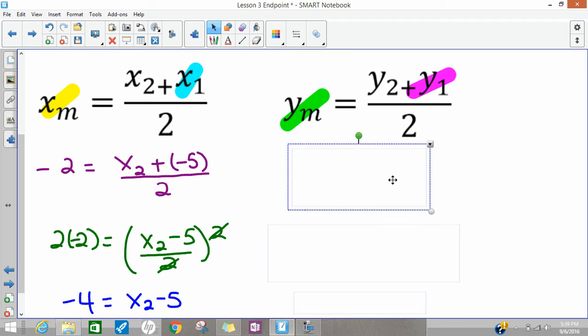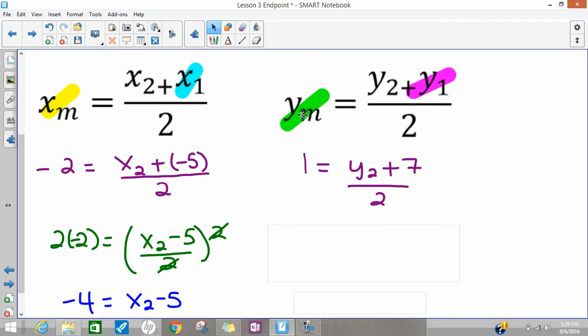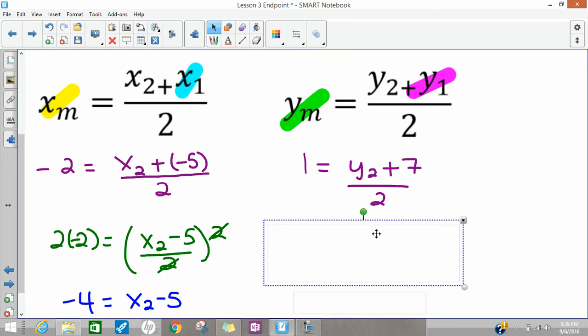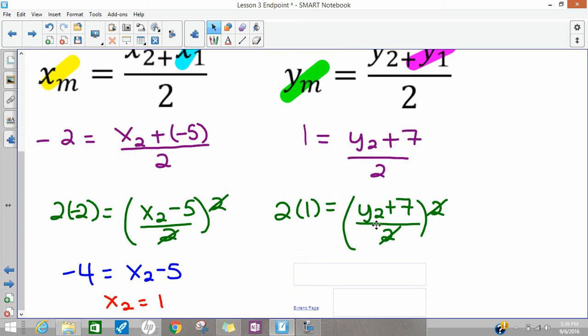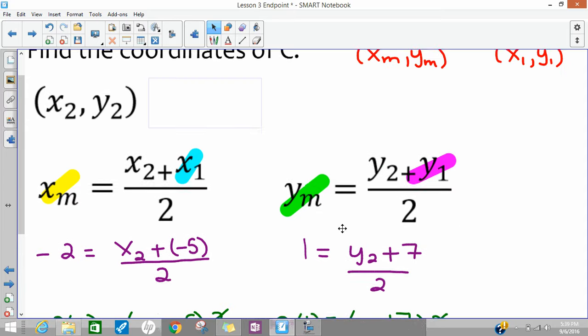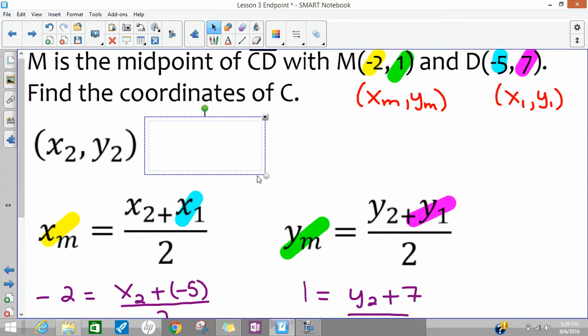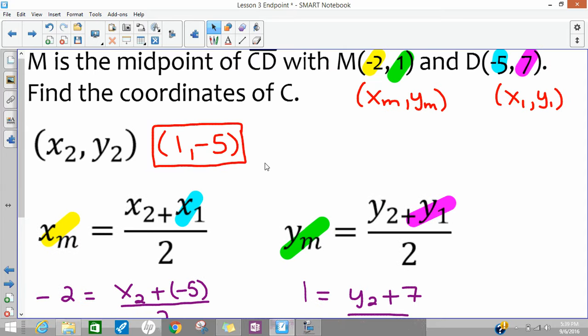Same thing for Y. I'll plug in the value of the midpoint, the value of Y1. I'll multiply by 2 on both sides. And then I just need to subtract 7 and get that y2 is negative 5. So these aren't my answers. I've got to put them together, write them like a point. So my endpoint, the coordinates for point C, are 1, negative 5.